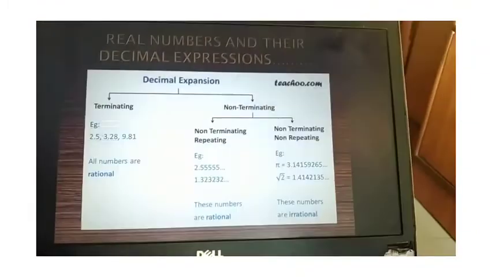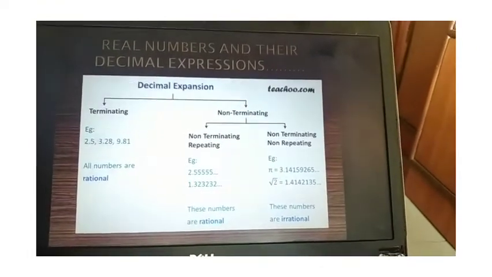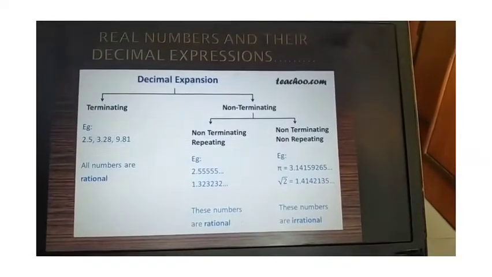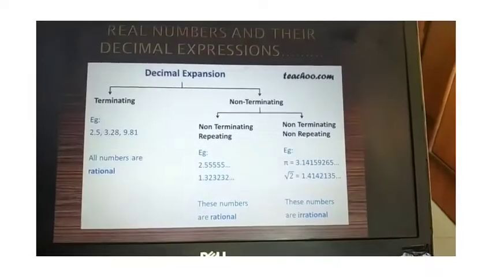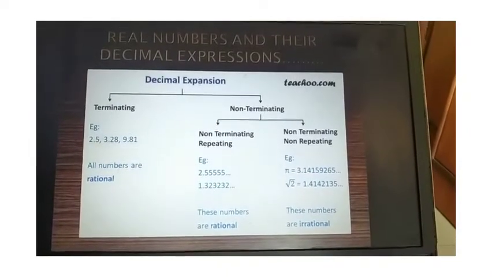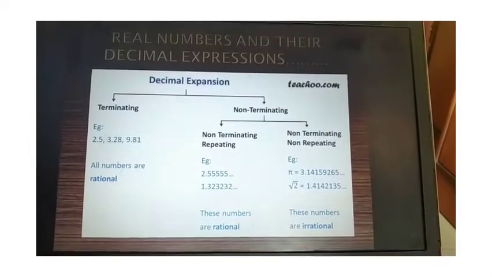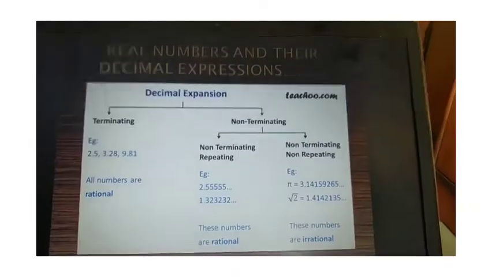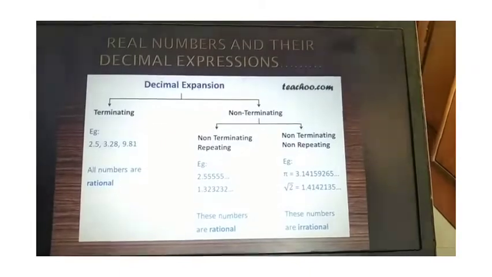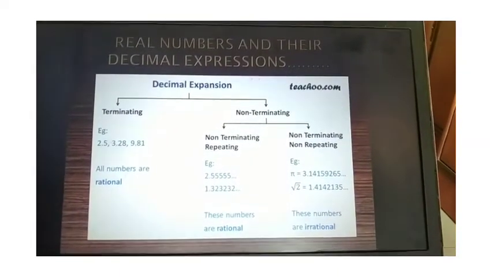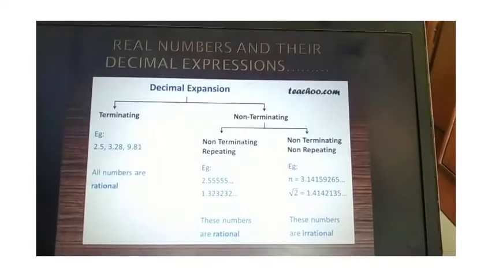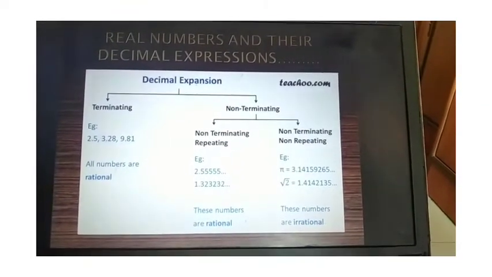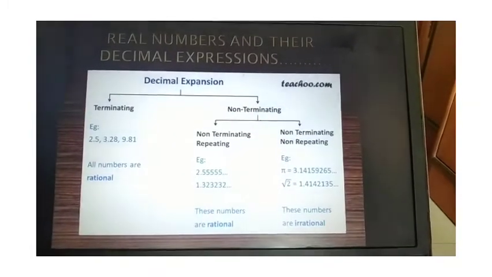So the next concept is real numbers and their decimal expansion. This is your next concept in your textbook. So you know decimal numbers. All the fractions can be represented as a decimal number. So you have 2 types of decimal expansion. One is terminating and another one is non-terminating. In non-terminating you have 2 types: one is repeating and the other is non-repeating.